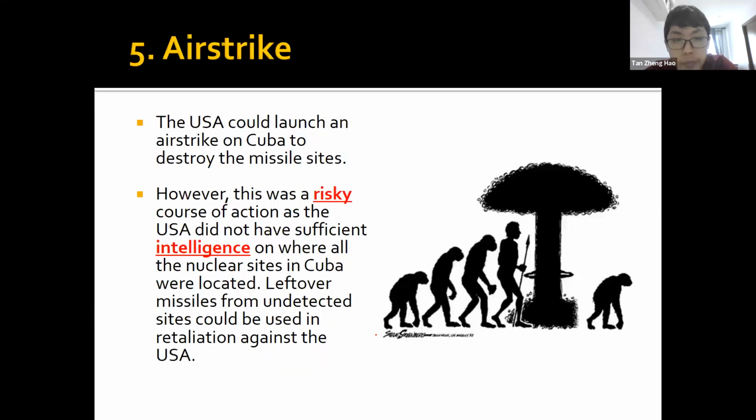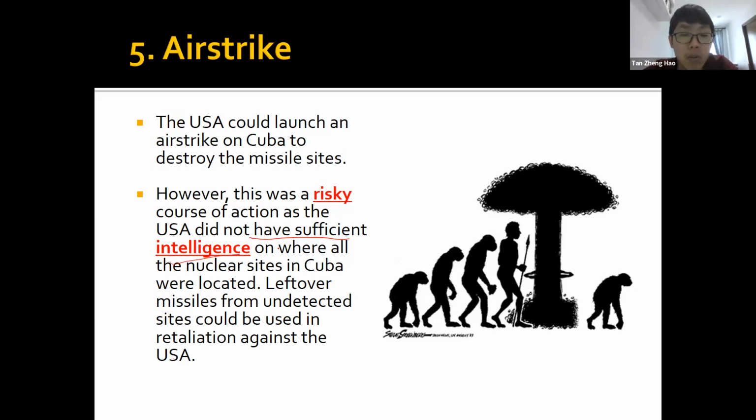If I attack Cuba directly, I may end up fighting the USSR directly and lead to a global war, which is what they don't want. Another option is, why not just send a few planes to bomb the nuclear sites? This was also risky because the USA did not have sufficient intelligence. Basically, this means they do not know where all the nuclear weapons are. They have photos of all the missile sites, but there could be things that they missed. And this is a very risky strategy.